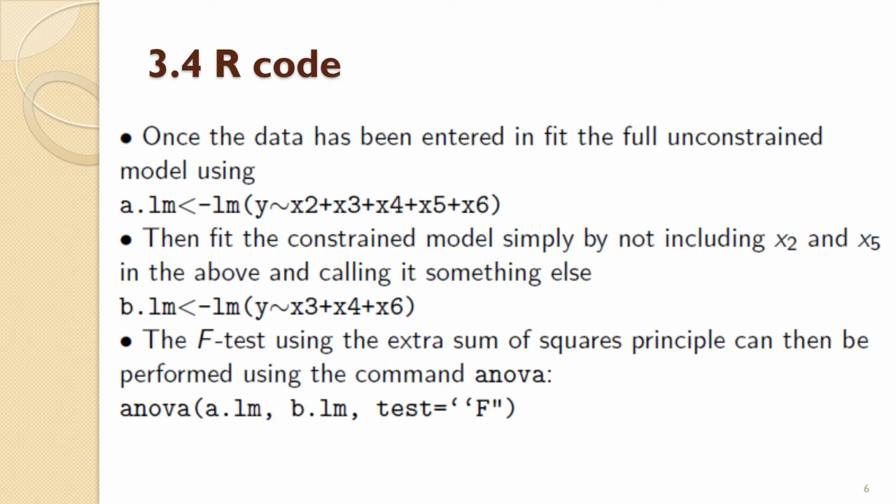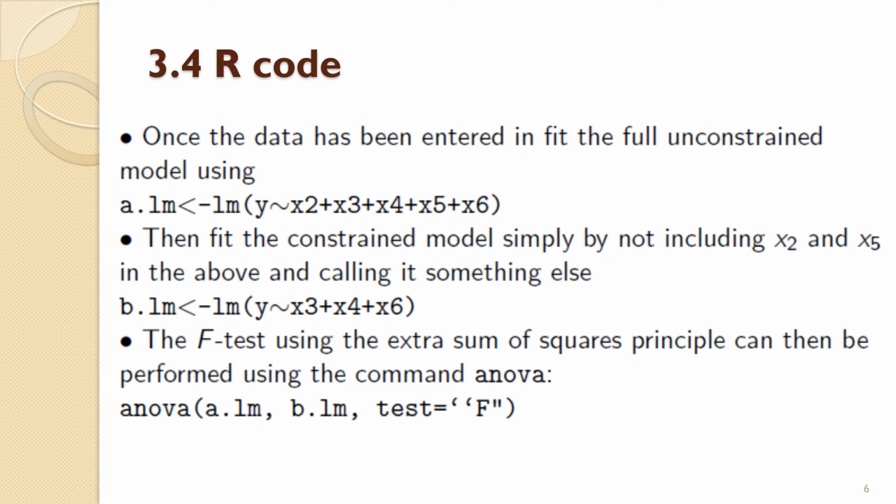Once the data has been entered, the R code works the same way as before. Remember, you've got this separation between the computational step and then getting R to show you some results. The first thing you do is fit the unconstrained model. Call it a name, the simpler the better. Here I've just called it a.lm. This is a linear model, y related to x2, x3, x4, x5, x6, with a plus sign to link all these x variables together. Then you fit the restricted model by simply excluding x2 and x5 from the above.